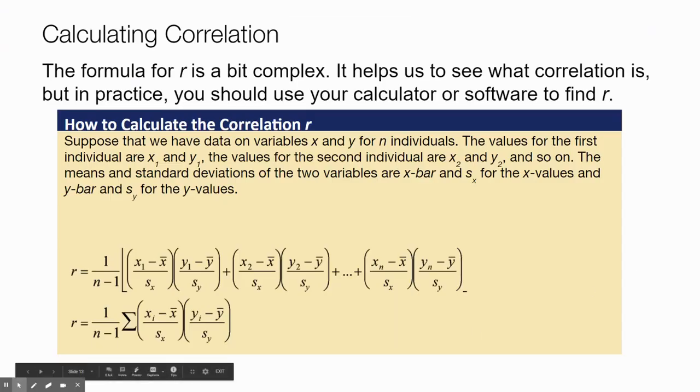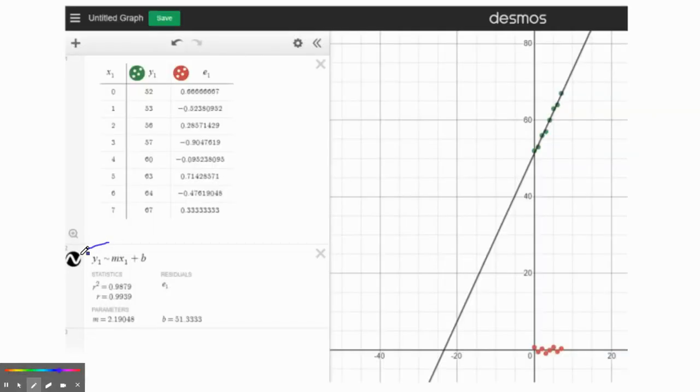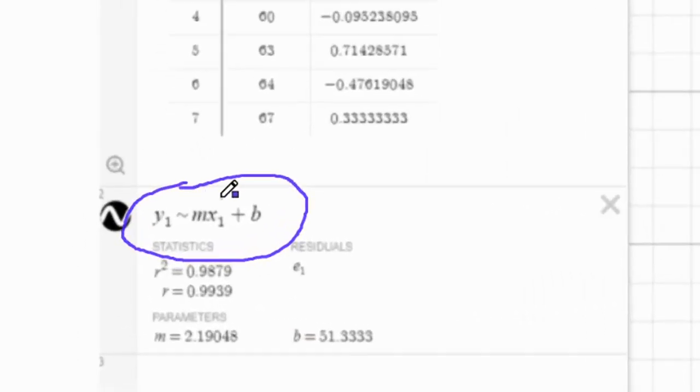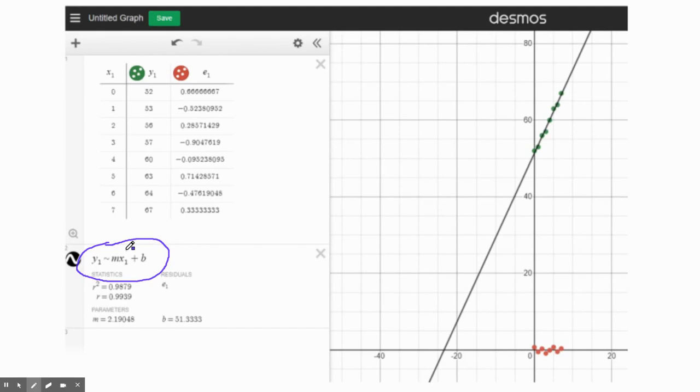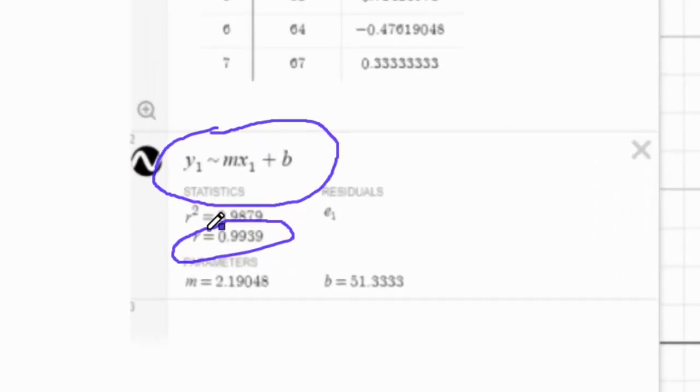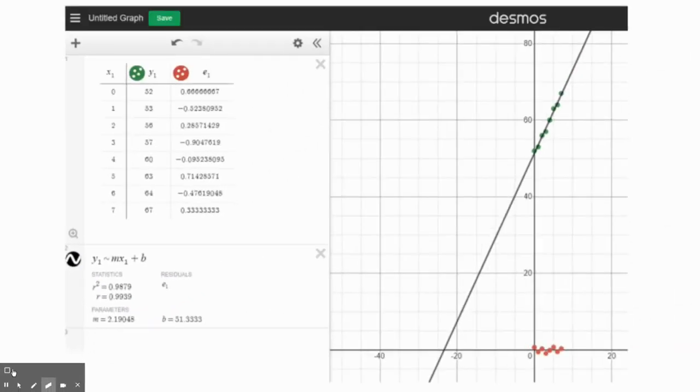There it is. When you get into AP statistics, they actually have a formula to calculate the R value, the correlation coefficient. But in this class, we're going to be using Desmos. Remember, in Desmos, we're going to be using this format. You'll punch in the data values to a table, and then we will enter in y1 squiggly mark mx1 plus b. And that will automatically bring up all the statistics, including right here the R value. And as you can see here, the R value is very strong for this particular set of data, 0.99.